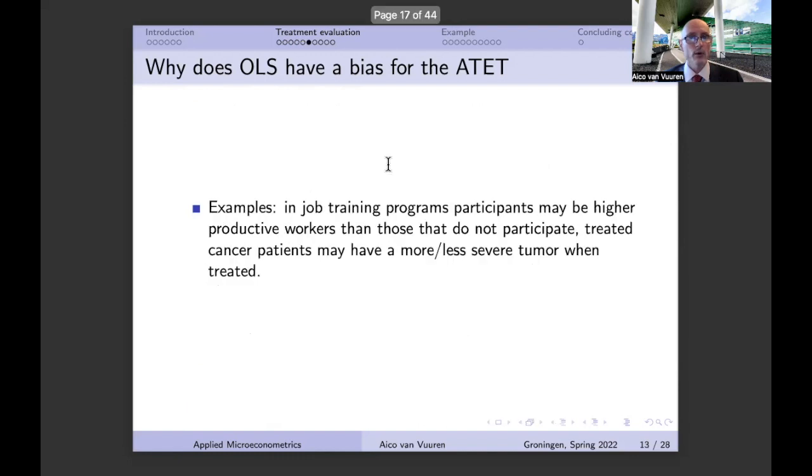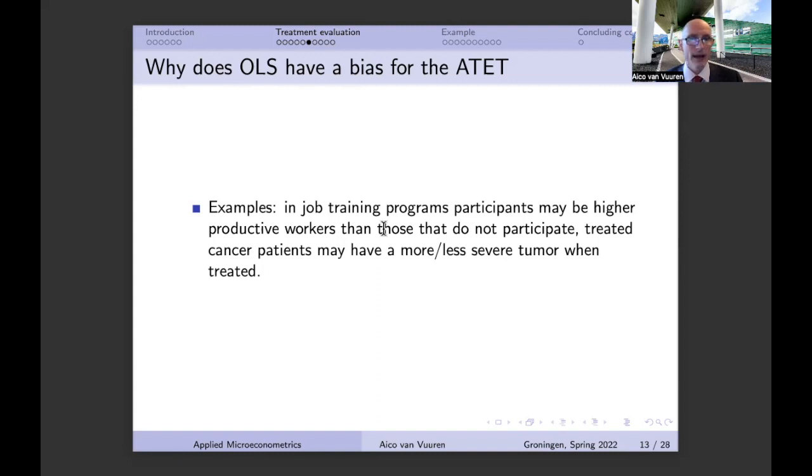Something like that you would also see when you look at cancer patients. Also when we look at cancer patients, it may be possible that it's a selective group that is going to be treated. It could be possible that medical doctors only treat the individuals that are really, really ill.